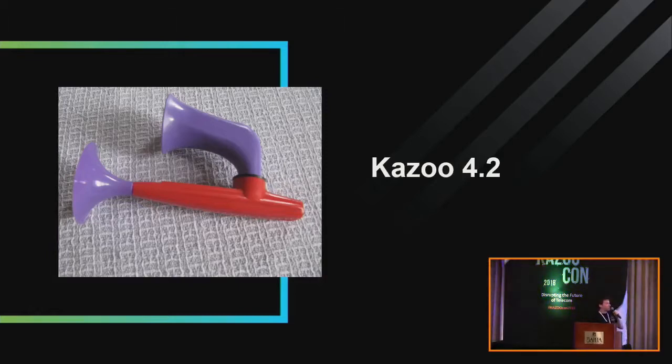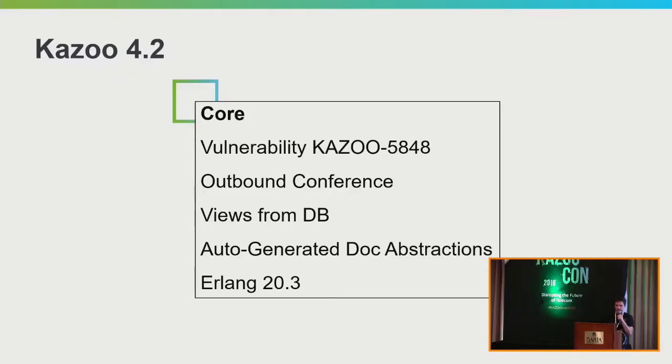So, KAZOO 4.2 is the latest stable release that's gone out, and I highly encourage everybody to update to it. It's primarily bug fixes, but we also closed a vulnerability. There was a condition that would expose the username and password of your AMQP message bus if you're using WebSockets. So if you connected in, potentially you could leak the username and password of the AMQP message bus.